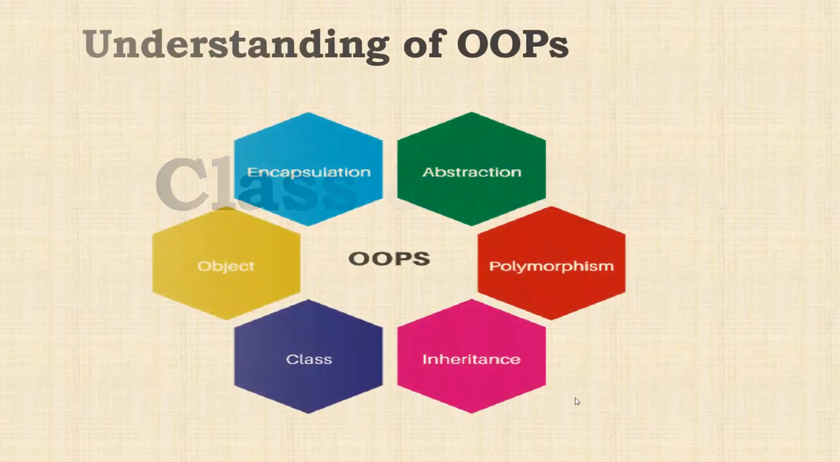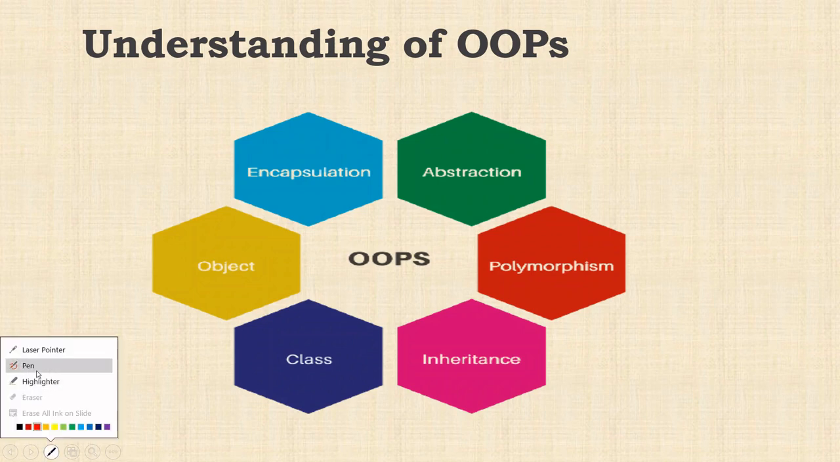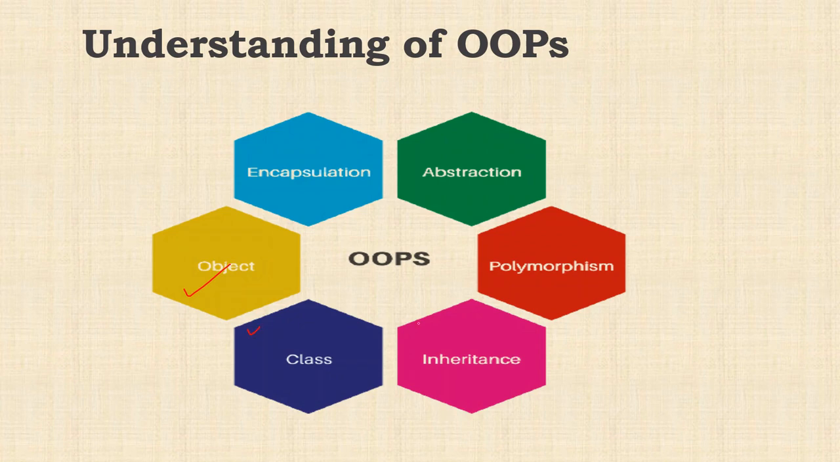So these are all the pillars of the OOPS concept. You can see in this graph there is object, class, inheritance, polymorphism, abstraction, and encapsulation. So these are all the pillars of OOPS, and we are going to touch them one by one. In this tutorial we are going to touch objects and class. We'll understand. So let's get started.